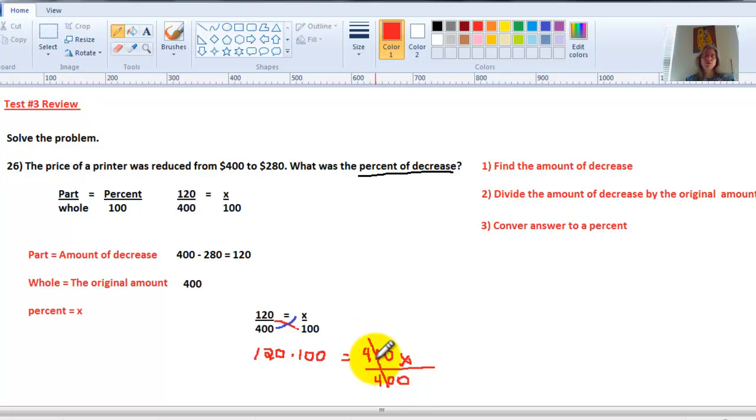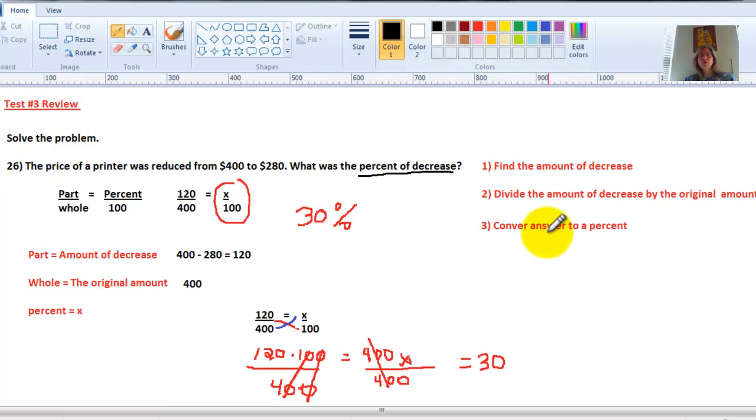And that 400 over 400 is 1. 1 times x leaves x alone. This is also divided by 400 to keep it balanced. So our x is going to equal this math here. Well, this 100 over the 400 we can reduce a little bit. Let's get rid of those zeros. That's dividing by 100 on both of those numbers. So you have 120 over 4, which is really 4 into 120, which is really 30 is equal to x. So with this situation, 30 is your percent. 30%. Because you used this in your equation, you have calculated percent.